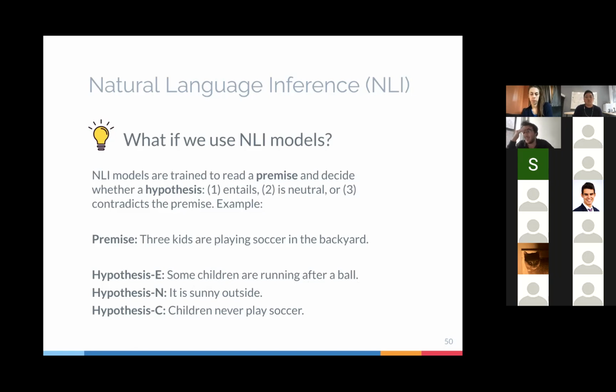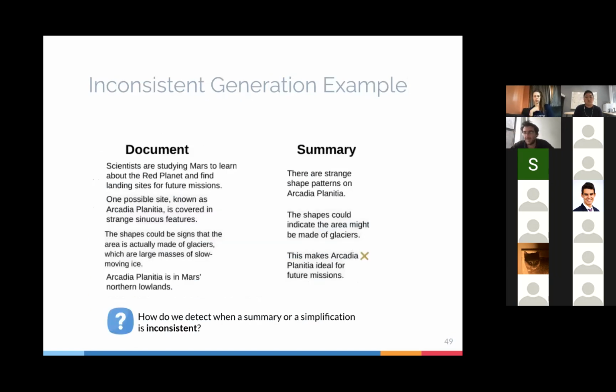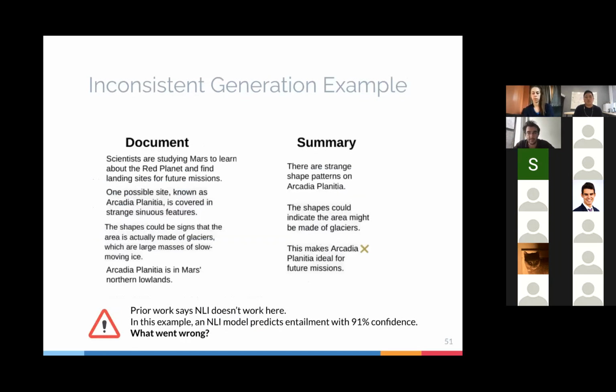So the idea is, well, what if I go back to my example here? What if the summary kind of contradicts the document, or at least some of the pieces in the summary aren't entailed by the document, right? Maybe we can use NLI for summary consistency detection. So the good news is, we're not the first people to think about this. Several people have tried it, but they showed that it doesn't work. To give you an example, if you take this document and the summary, you make the document the premise, you make the summary the hypothesis, feed that to one of the top NLI models, it'll say with 91% confidence that this is an entailment. So not great. But what went wrong?